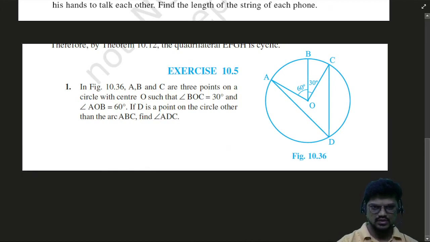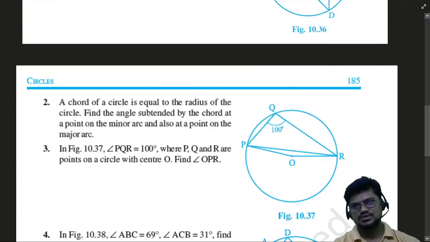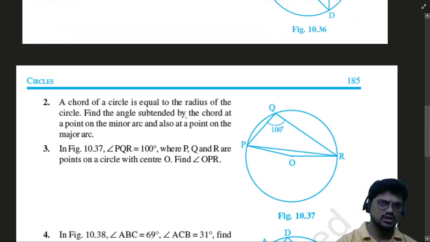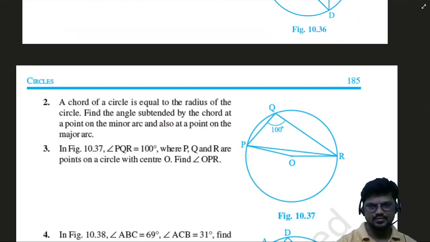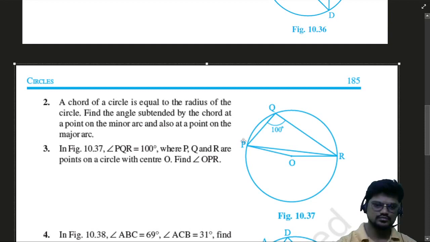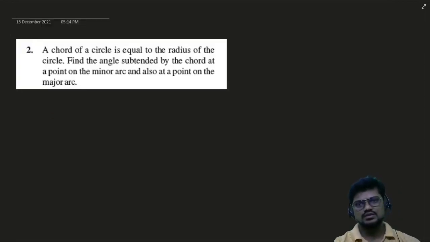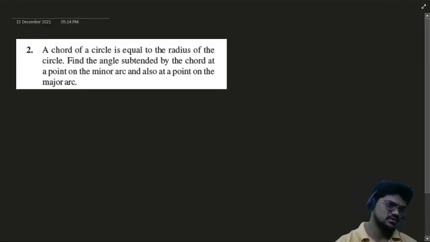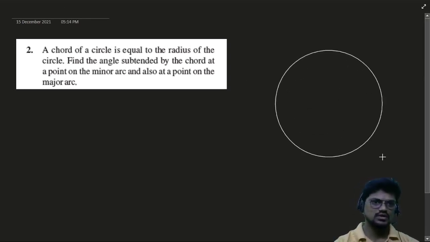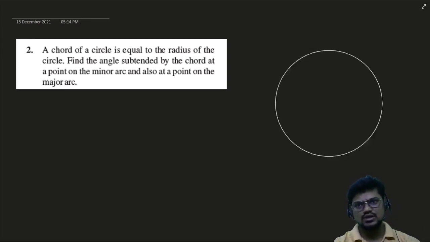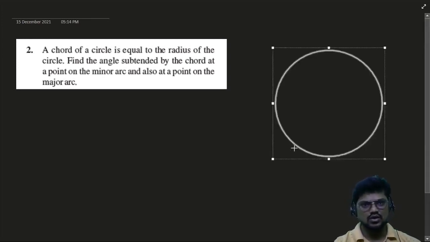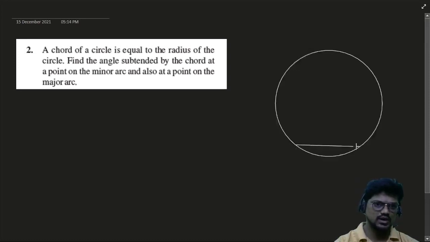The next question in your exercise: a chord of a circle is equal to the radius of the circle. Find the angle subtended by the chord at a point on the minor arc and also at a point on the major arc. Okay, let's find this. Let us draw one circle and draw the condition which they have given. I will draw a chord where the length of the chord should be equal to the radius of the circle.